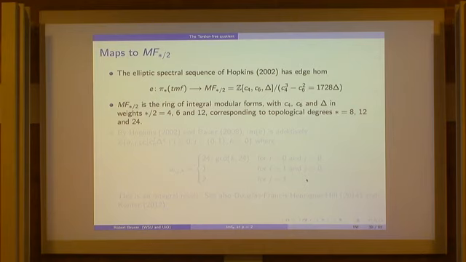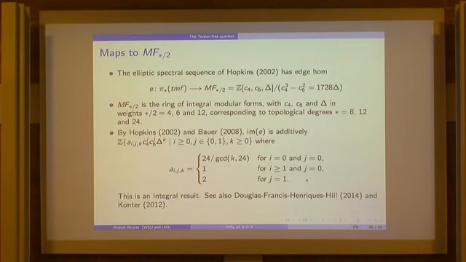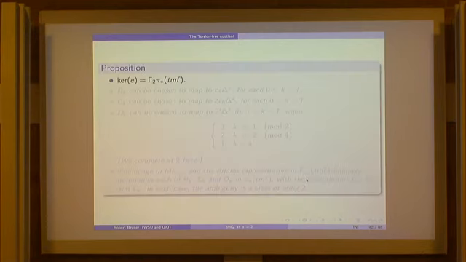Okay, well, this is fairly familiar stuff from previous calculations. Hopkins, Bauer, Douglas, Francis, Enriquez, Hill, and Conter have all made contributions to the understanding of this point of view, the modular forms point of view. And these modular forms C4 and C6 and delta are corresponding to the elements that generate the Z's in here. So the map, well, first of all, the kernel of the map to modular forms is exactly the 2 torsion.